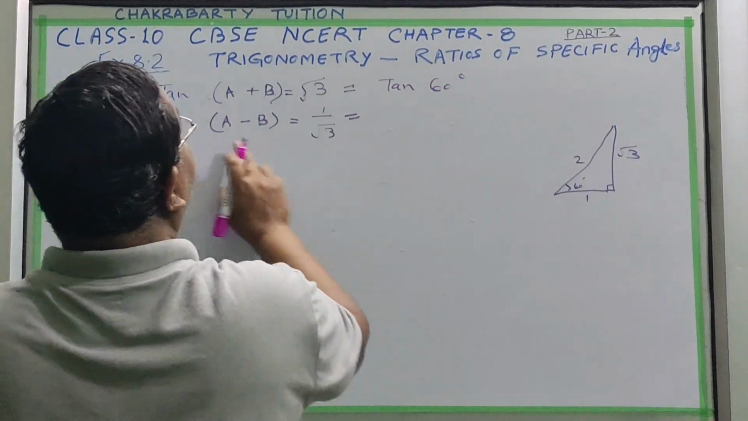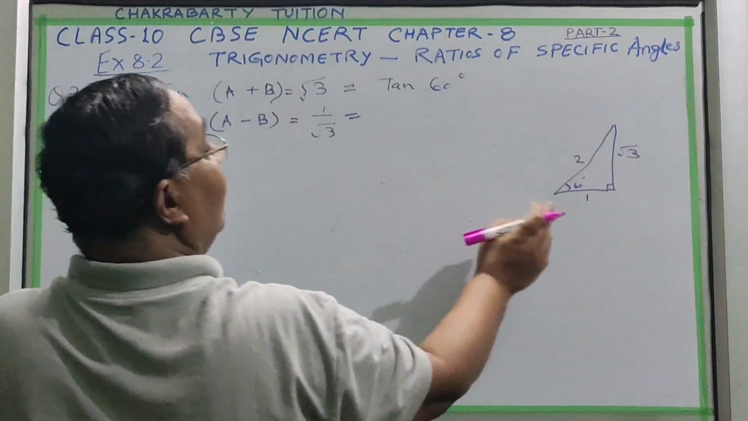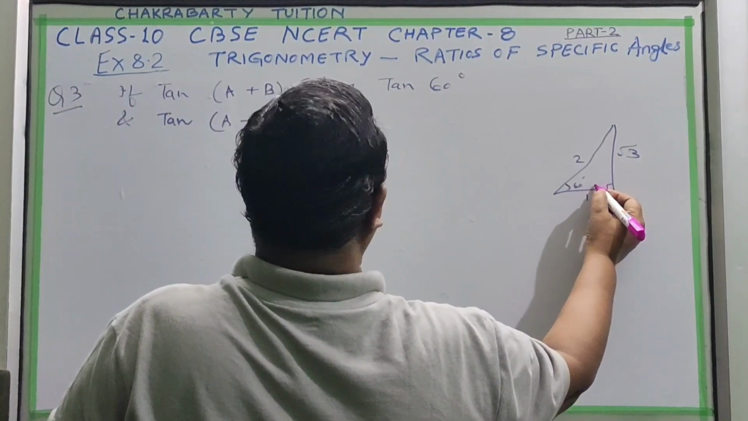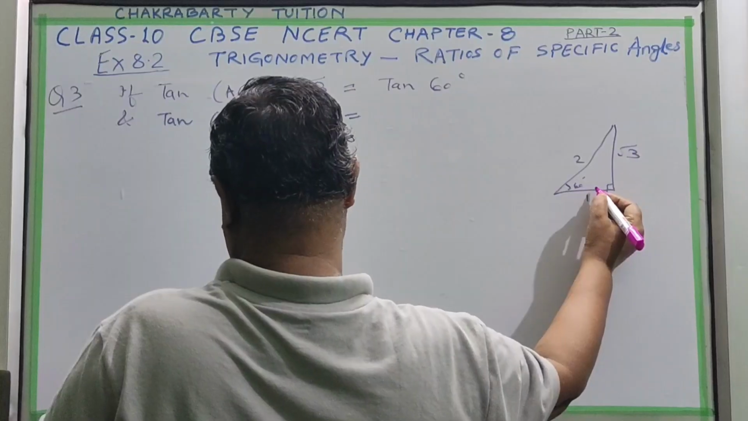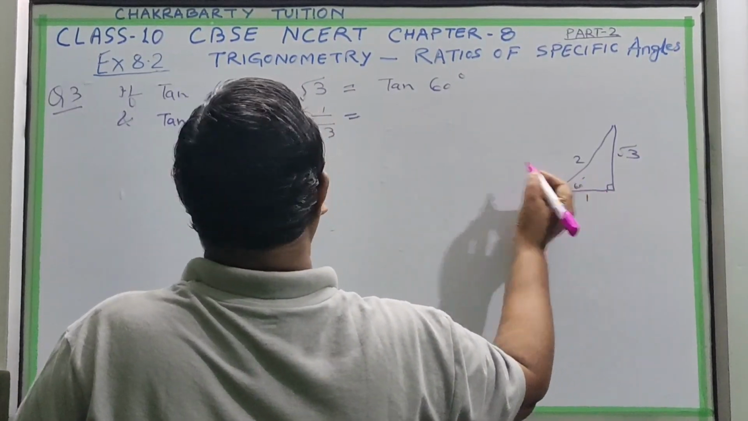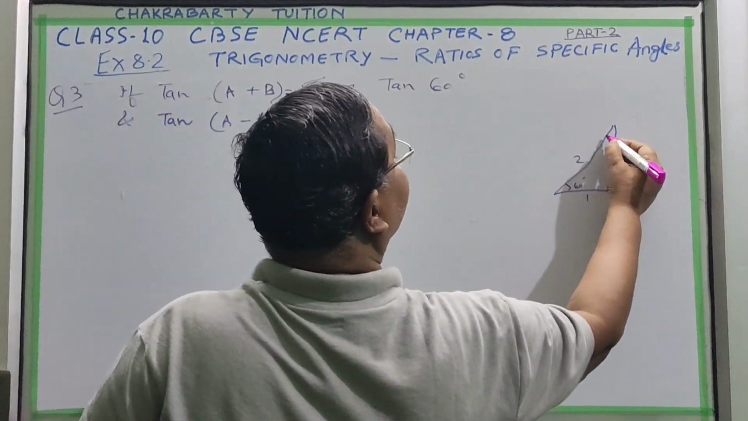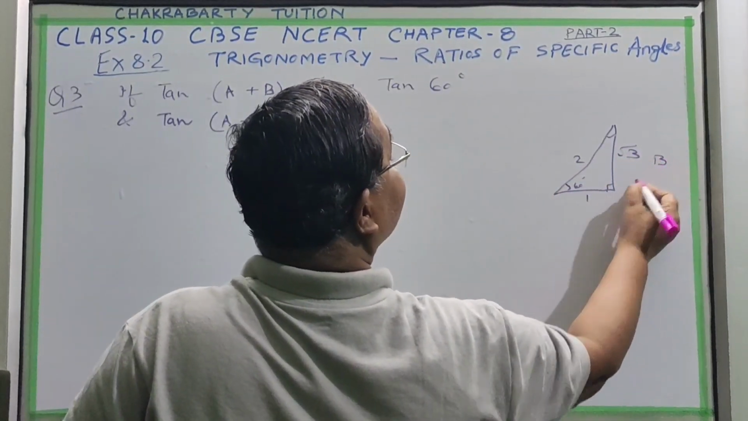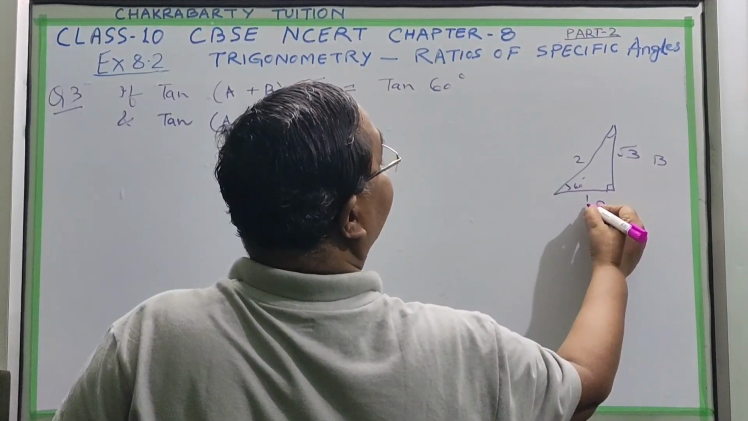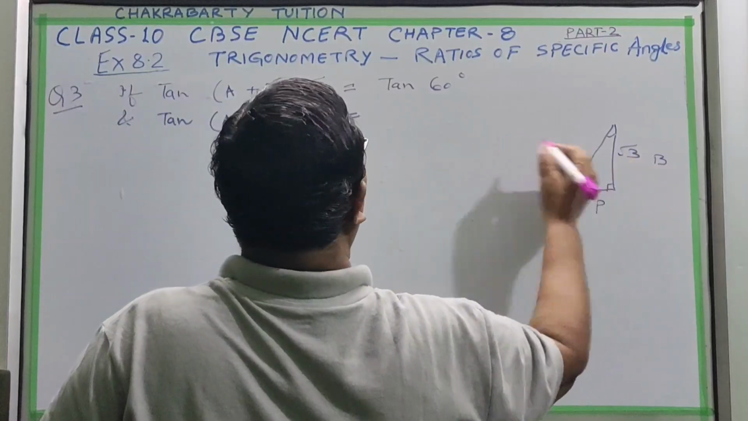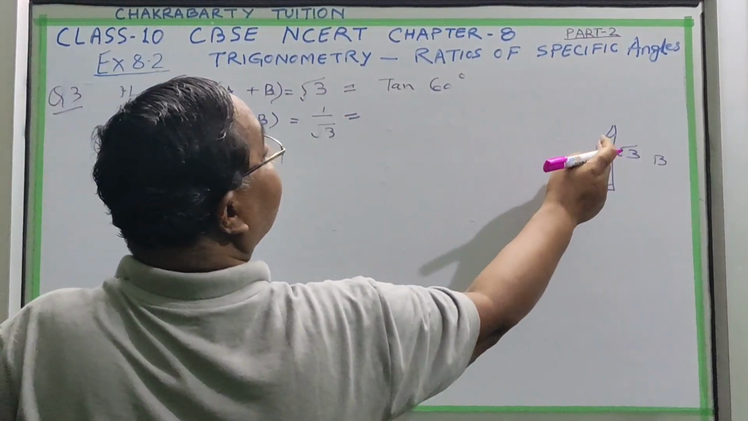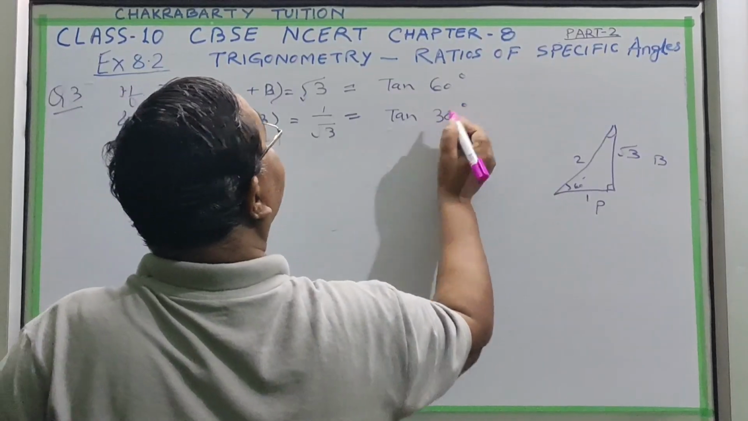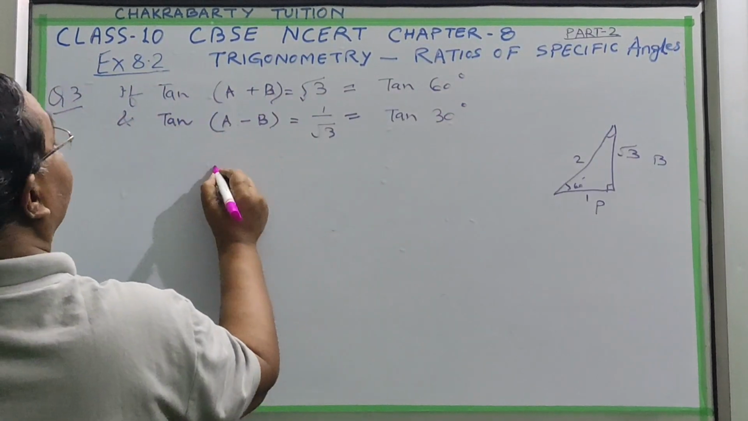And here you have to find 1 upon 3. So when will 1 upon 3 come? 1 upon 3 will come if you see from here, then from here it becomes the base and it becomes the perpendicular. Then tan will be 1 upon 3. So it is 30 degree. So tan 30 degree. Okay. Now we will solve.